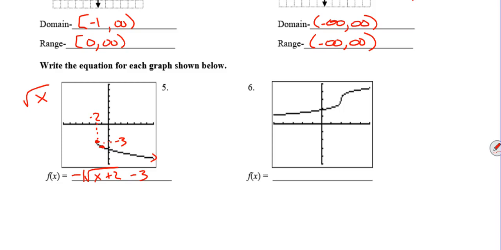Now, go ahead and pause the video and attempt number 6. And here's the graph for number 6. As you can see, it is a cube root function. So make sure that you put that index of 3 on your radical so you don't lose points by calling it a square root.